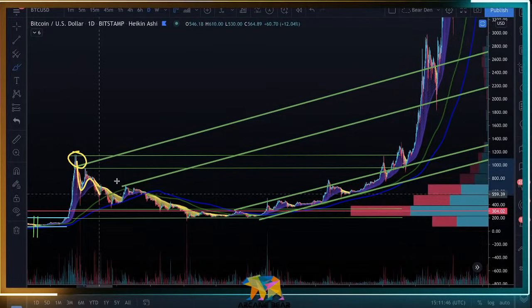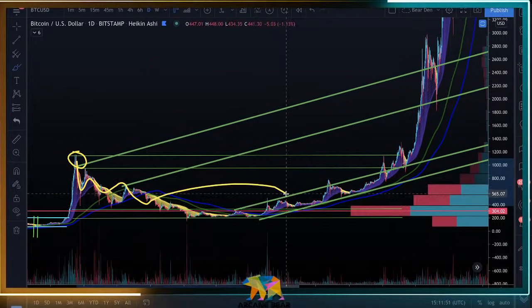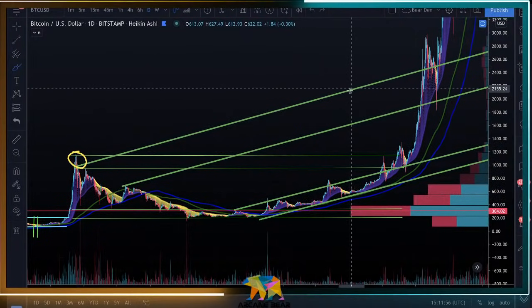Now, if you got scared and you sold here because you confused price for value, you probably never made it back into the market and you did not get to enjoy the run up to 20,000 and then up to 60,000. So you missed out completely.